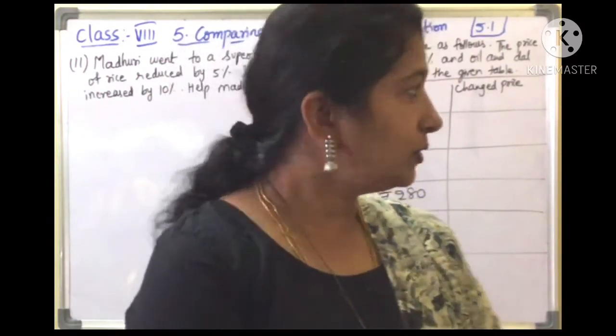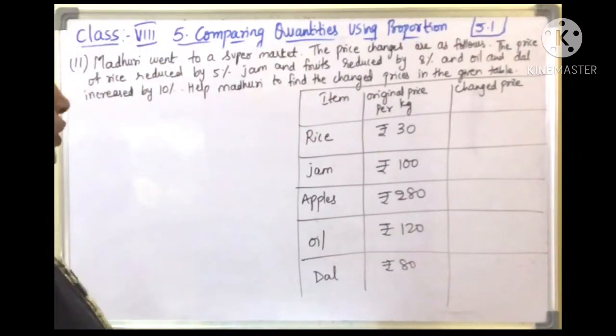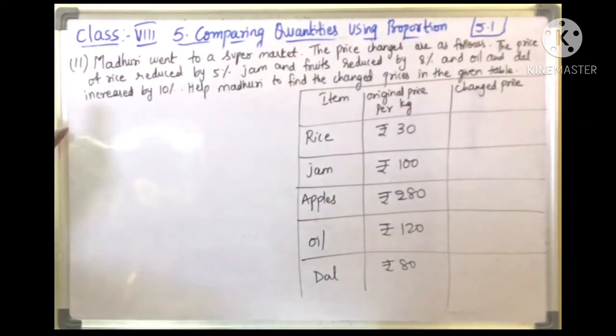So in this video today we are discussing 5.1 of 8th class 5th unit, comparing quantities using proportion. In my last video I explained sums 1 to 10. Now in this video we are going to start the 11th sum. Very interesting sum, children.